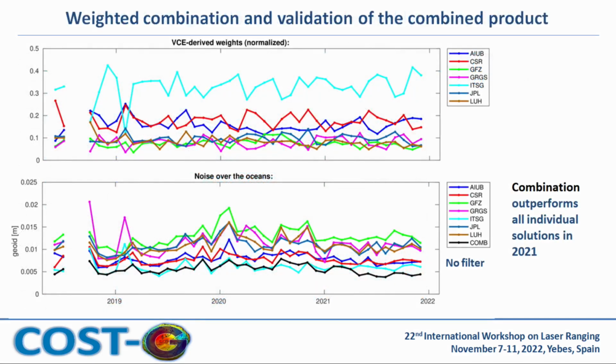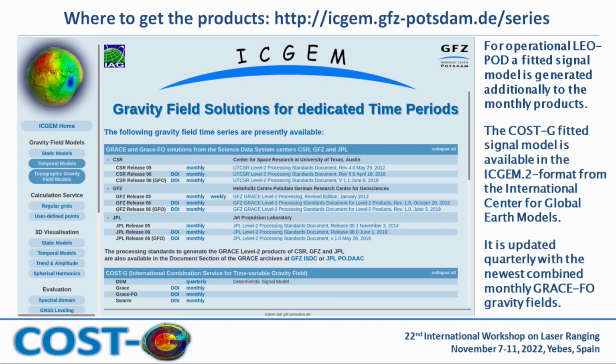Here you see the weights that we apply by this variance component estimation. In the top plot and in the bottom plot, you see an independent noise assessment by the variations of the ocean. And you see the weights, they correspond more or less to the noise assessment. And in black, you have the noise assessment for the combined solution. And for almost all of the monthly solutions, it's as good or even better than the best individual solution. So that meets our expectation of an improved combined product.